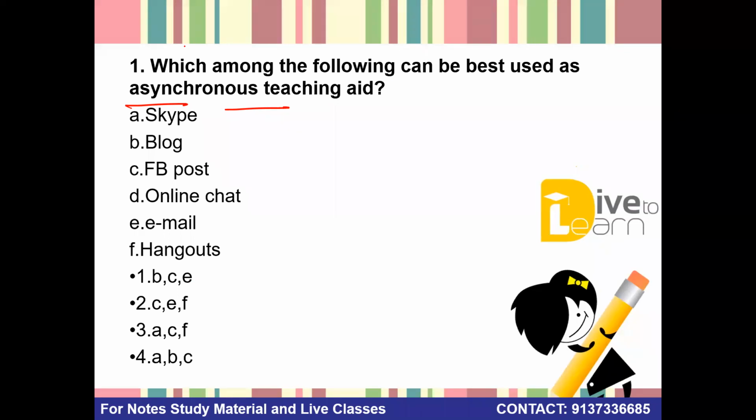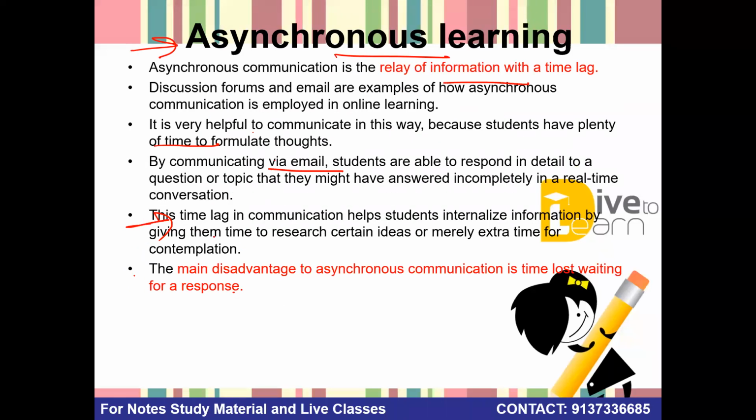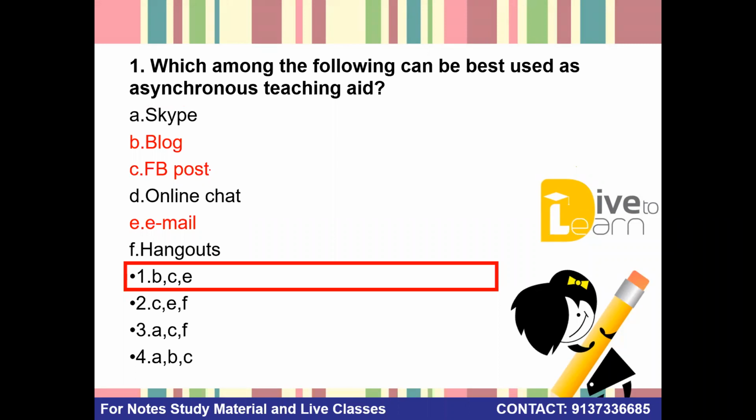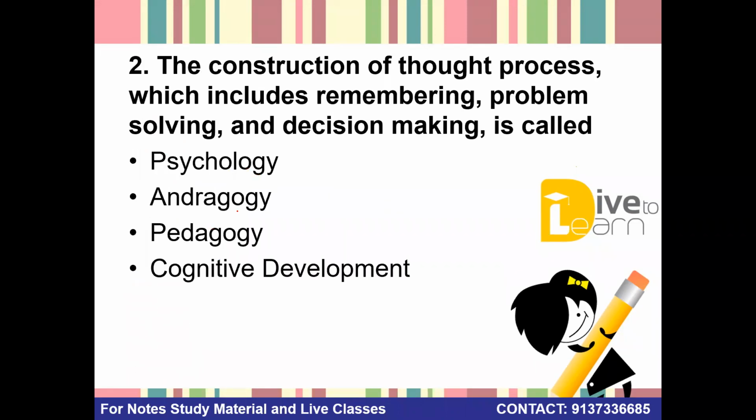It's BCE. So most of you gave it the correct answer. Yeah, BCE: Blog, FB post and email. Okay. Next question. The construction of thought process includes remembering, problem solving, decision making.